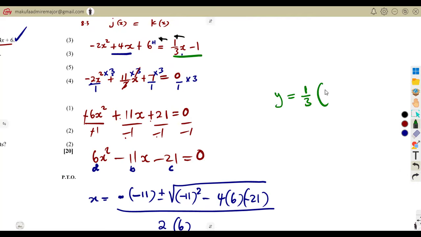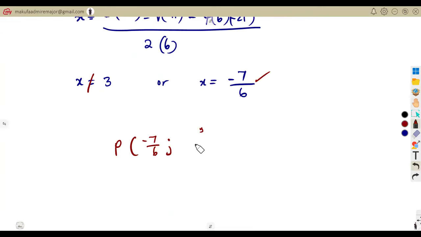So a third of x, remember our x is minus 7 over 6, minus 1 like this. It was going to give us minus 25 over 18. Minus 25 over 18 as a point like this. So that's the coordinates of P. So questions can be like that.